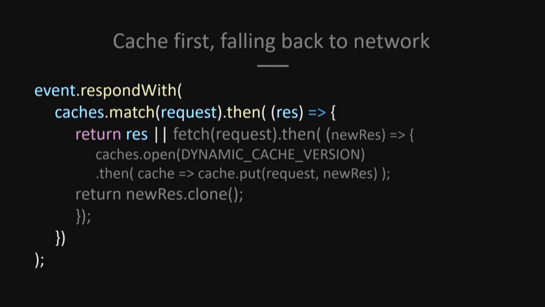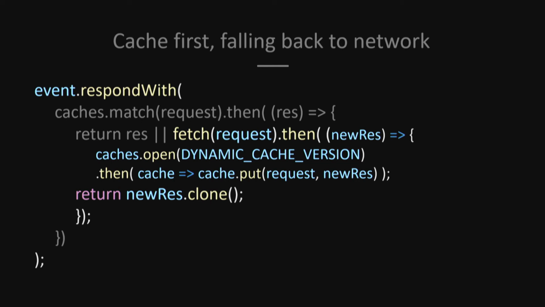We have cache first and then falling back to network. That means as soon as I'm checking the request from cache, if it's available, then I can respond. But if it's not available, I can fetch the request and put it to my cache in a dynamic storage name, like dynamic cache version. This is what we call dynamic cache.